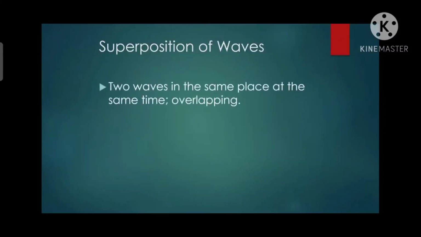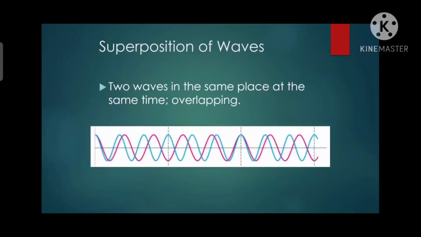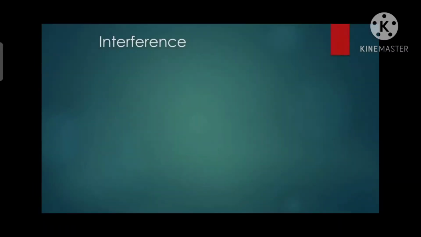Superposition of waves means that there are two waves in the same place at the same time. They are overlapping, like the pink wave in the blue wave here. In this topic, we'll talk about a few phenomena that occur when two waves are superimposed.